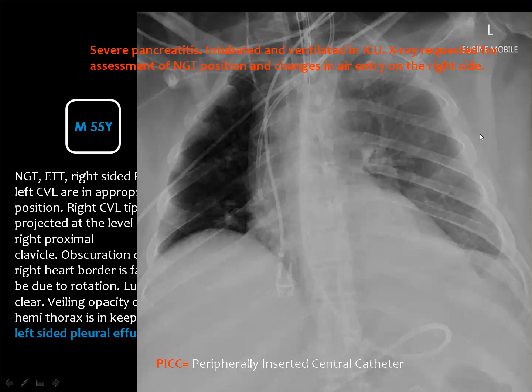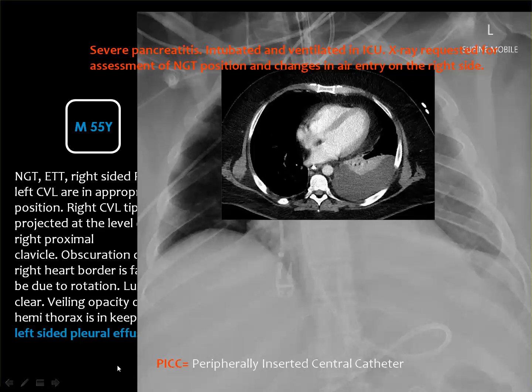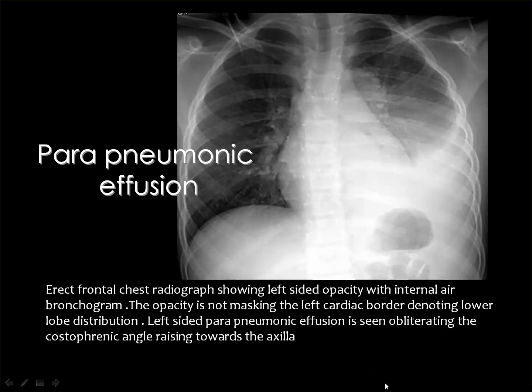Then if you look at the nasogastric tube, the tube is in its usual site, and you can see some veiling opacity in the left lung base, which was due to a pleural effusion that was confirmed by CT scan. You see the effusion with underlying compression consolidation.